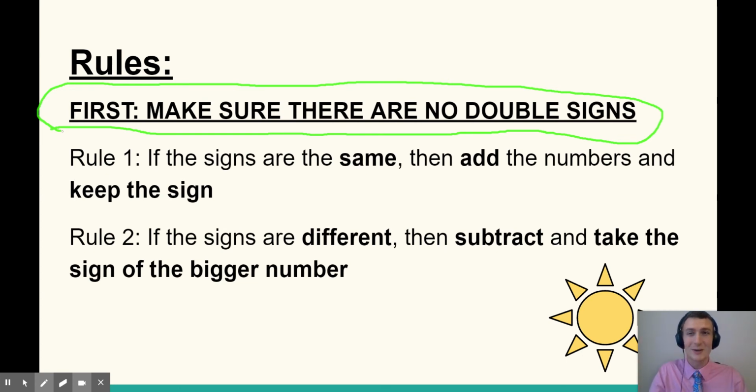So use what you know about 2 negatives make a positive when they're touching, and a positive and a negative make a negative when they're touching. Use that information to simplify and rewrite your equation first. And you're going to see me do that in the 4 example videos that are following.